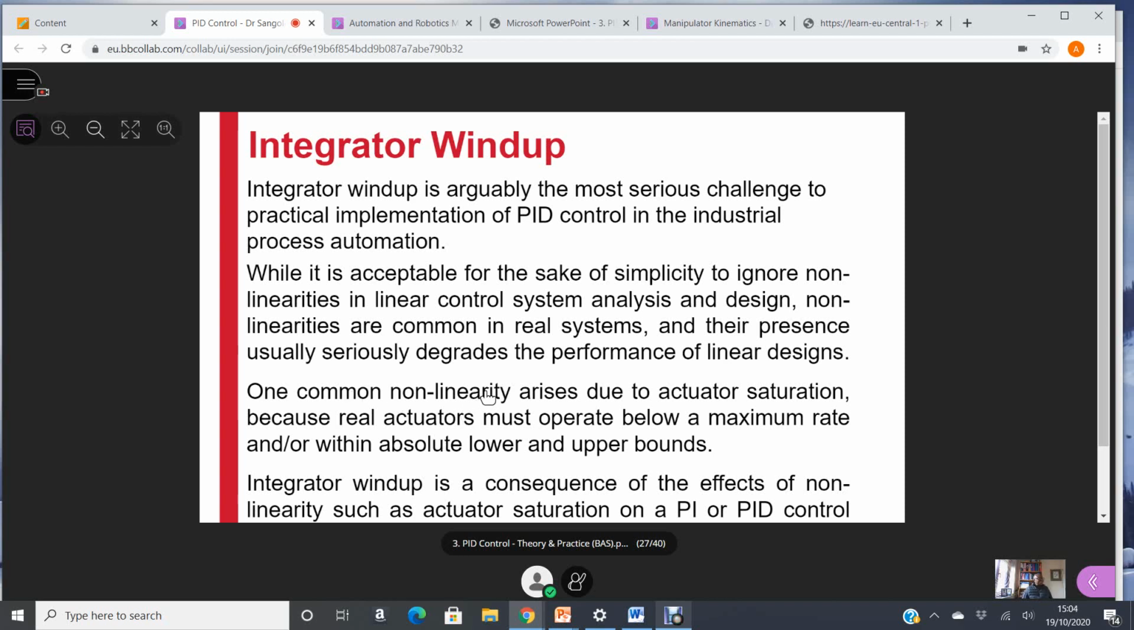And one common non-linearity arises from actuator saturation. Real actuators will operate below a maximum rate and or within absolute lower and upper bounds. When we talk about actuators, we're talking of a final control element. So, for example, in flows, the valves that modulate the flow of fluid don't have infinite rates, and they can only open so much, so they have lower open closing bounds. So when we talk about integrator wind-up, it is a consequence of the effects of non-linearities such as actuator saturation.